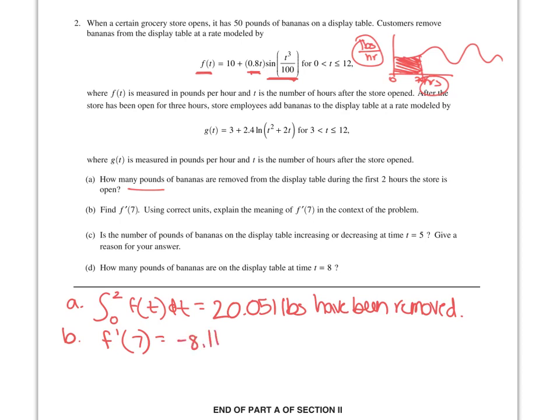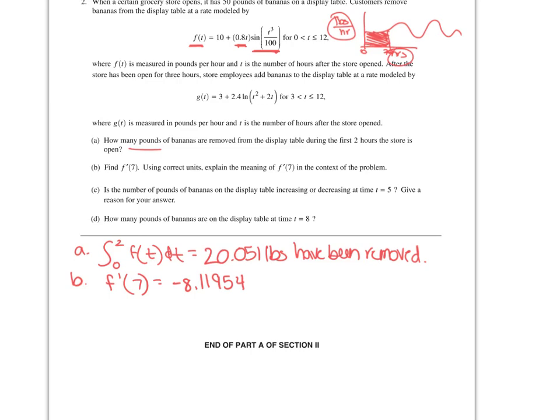You end up getting negative 8.11954. Obviously that's not going to be our final answer there. We need it to 3 decimal places. If we truncate it, we are right there at negative 8.119. If we round it, that 5 is going to move the 9 up, and it'll end up being negative 8.120. You have to remember that our function F is the rate of change of the bananas, and now the derivative of that is the rate of change of our rate of change.